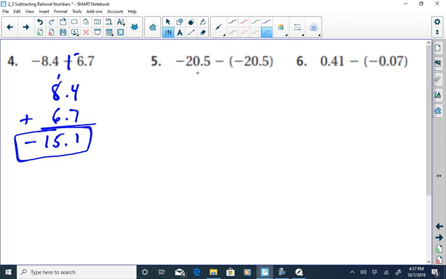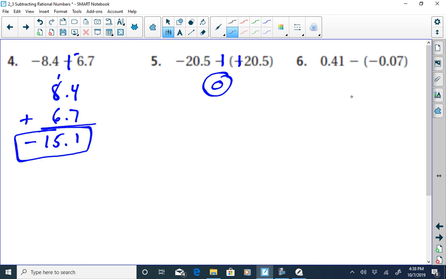Problem 5, negative 20 and 5/10, and I want to take away negative 20 and 5/10. First step, use the additive inverse. We have the opposite. And here you'd want to recognize now that you're adding opposites. Negative 20 and 5/10 plus 20 and 5/10, right? That's going to be 0. So that's one we could do in our head.